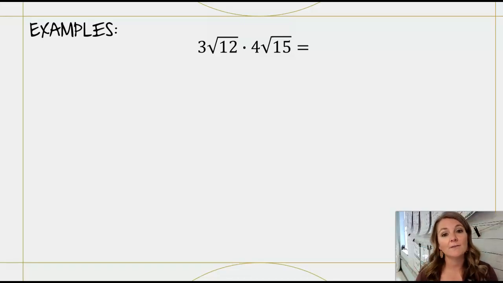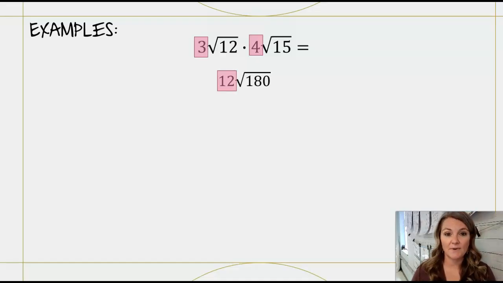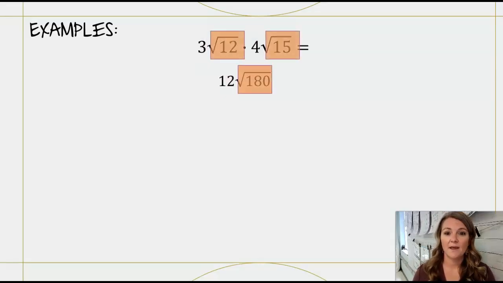Next example, 3 times the square root of 12 times 4 times the square root of 15. You're going to multiply your outsides together first. So 3 times 4 is 12, and then you're going to multiply your insides, 12 times 15. Probably need a calculator for that, but it's 180. So this is just showing you where it came from. The 3 and the 4 created the 12, and the 12 and the 15 created the 180.